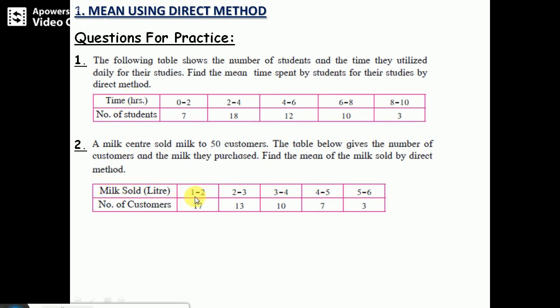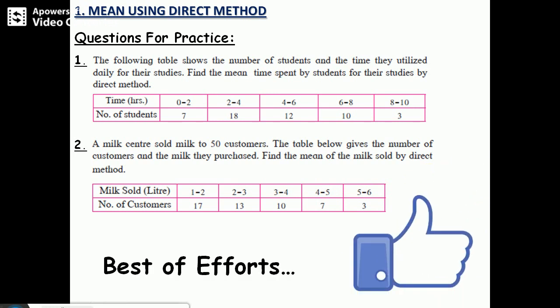So between 1 and 2 you will get 1.5, between 2 and 3 you will get 2.5, between 3 and 4 you will get 3.5, between 4 and 5 you will get 4.5, between 5 and 6 you will get 5.5, and accordingly you have to solve the question. I hope you understood the question, and now best of efforts for solving this question.